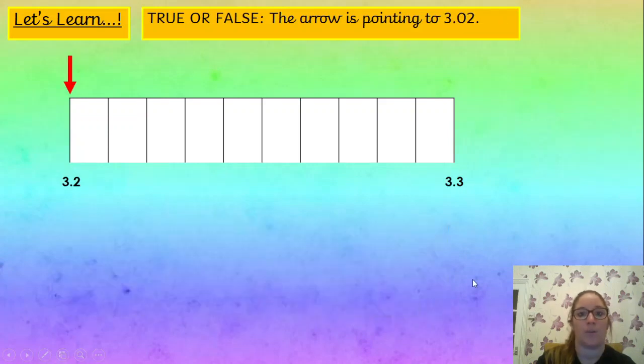Okay, let's try another one. So the arrow is pointing to 3.02. True or false?